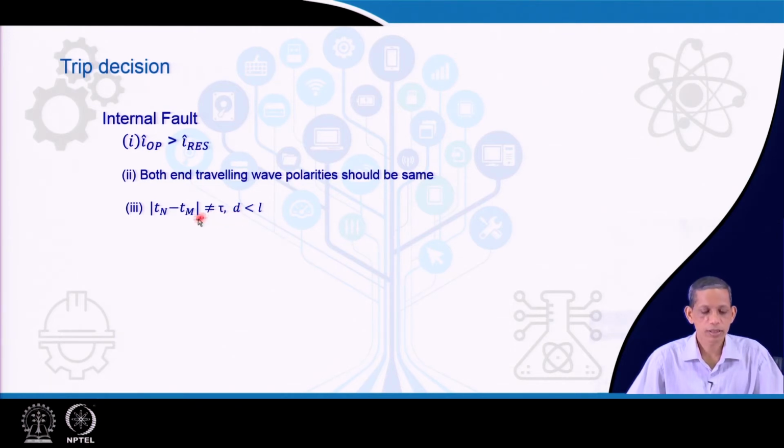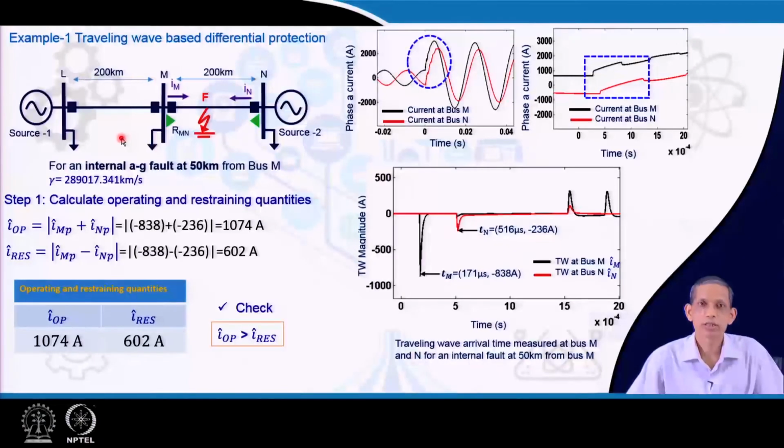for internal fault. If this is not so, then D must be less than L, or D upon L should be less than 1. So, with this we can say that the travelling wave based scheme can take a correct decision based on the differential principle, I operating greater than I restraining, and these are the two checks. Let us see an example.